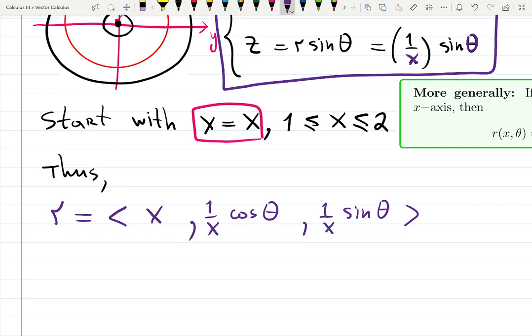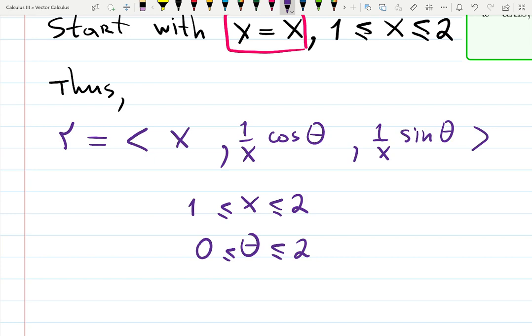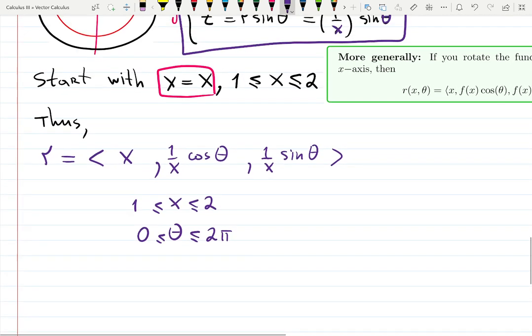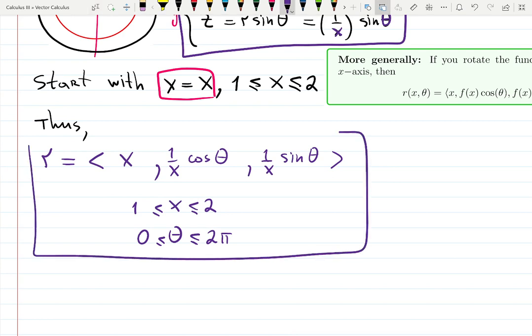That's a very unusual thing when you see it for the first time, and then you get used to it. X is restricted and theta is restricted. X is from 1 to 2. That makes the object finite. So it's a finite tube, like a horn. And rotation is from 0 to 2 pi. And that concludes the description of the surface we were looking at.